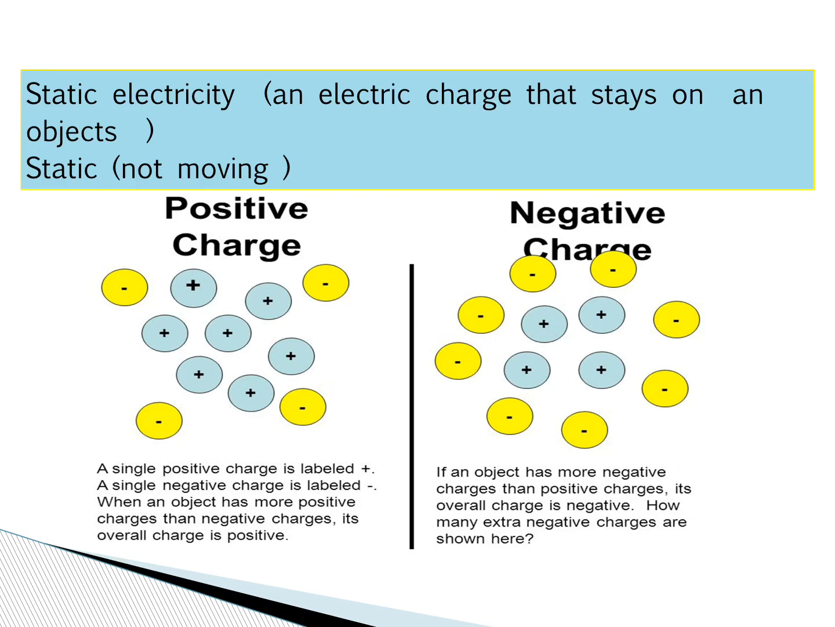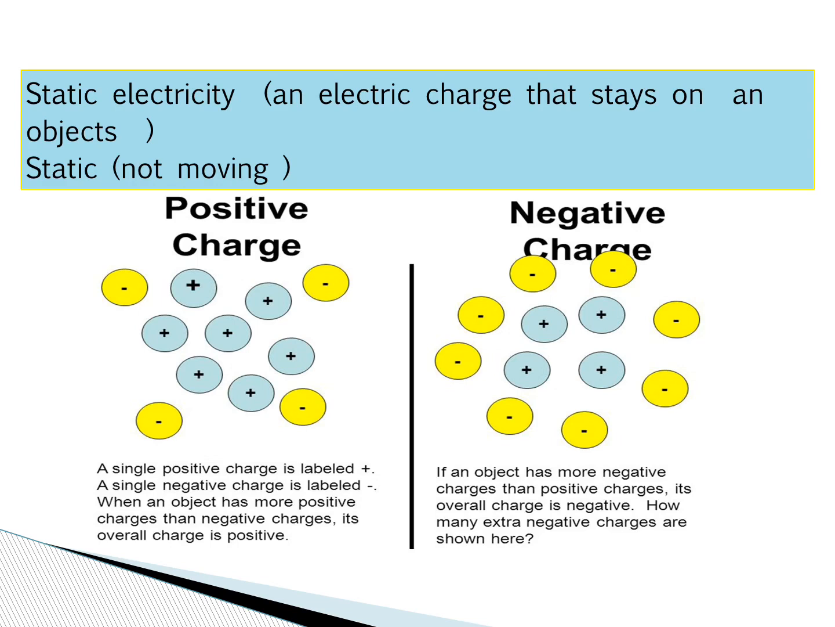Let me ask you another question. What is static electricity? So you will have to know static means it does not move, not moving. The charge that stays on an object is static electricity. So static electricity is an electric charge that stays on an object.